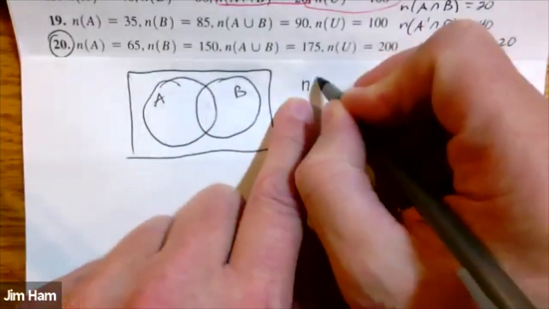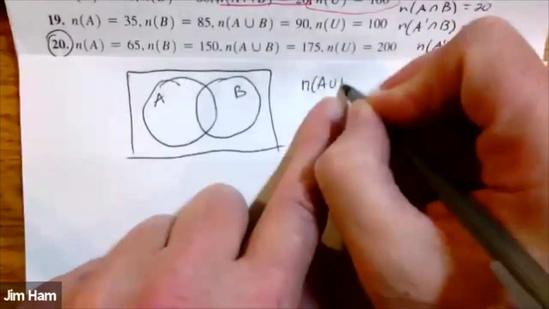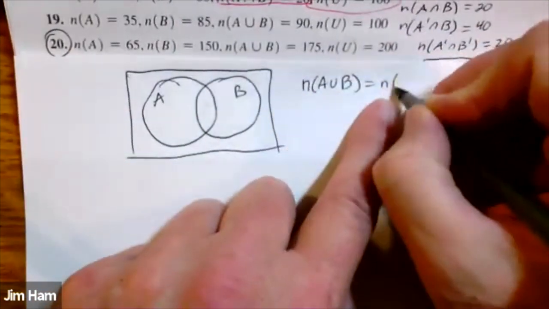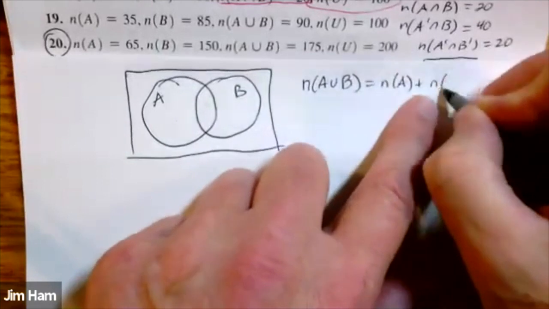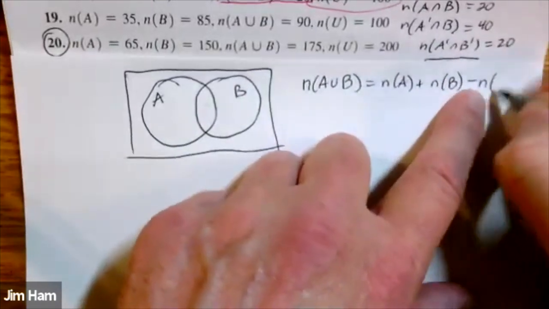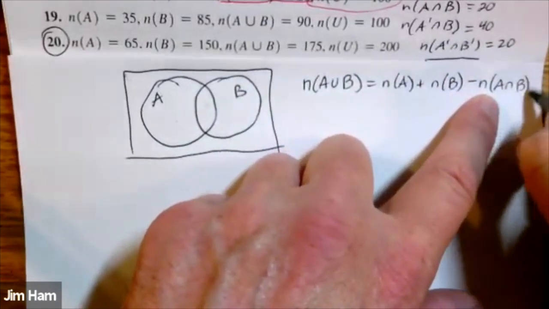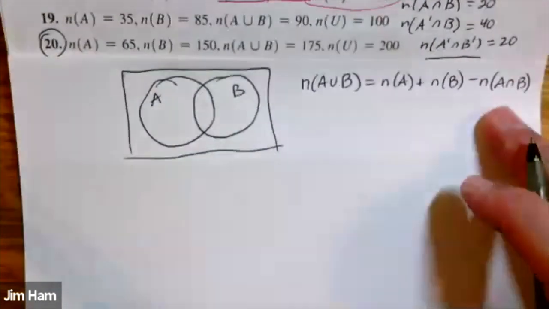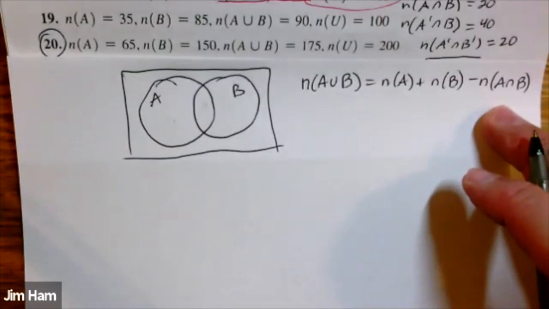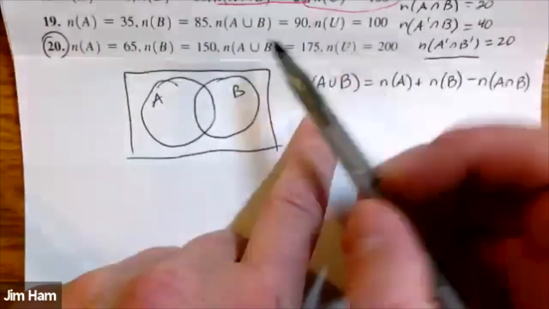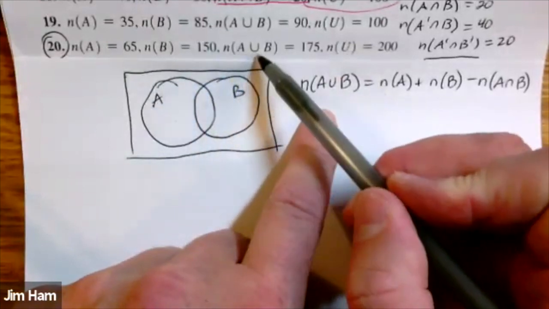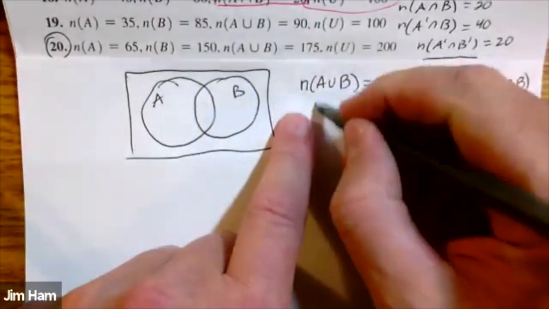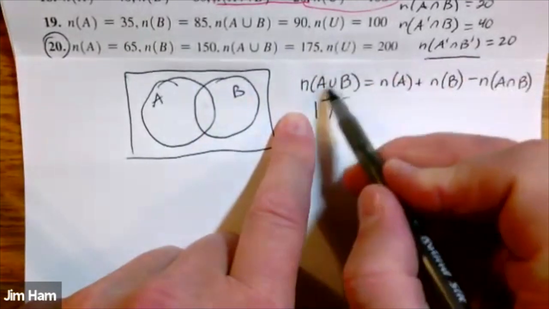And we know that the number in A union B is equal to the number in A plus the number in B minus the number in the intersection. And because they gave us 3 of the 4 numbers in this equation, we can plug in the 3 and then find the missing 4th. So for example, in number 20, they give us the number in the union is 175. So this number here is 175.